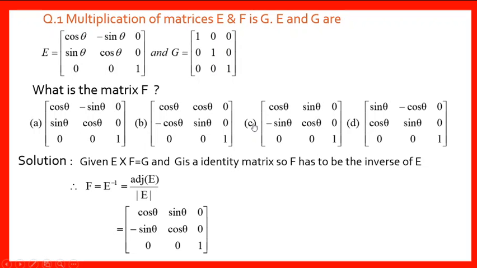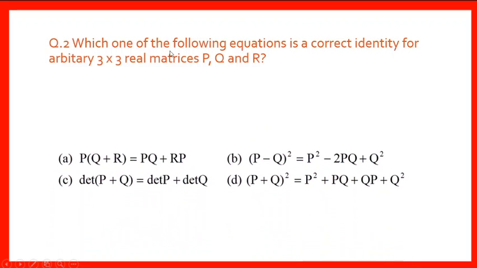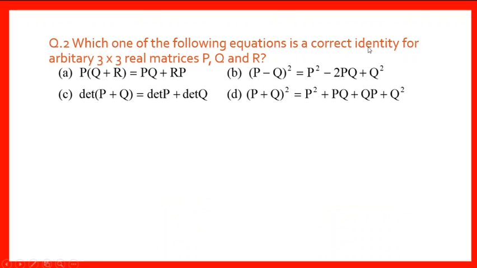I hope this problem is clear to you all. Let us move to the next question. Question number 2. Which one of the following equations is a correct identity for arbitrary 3 by 3 real matrices P, Q and R? These are the choices given. We will have to find out which one is correct.